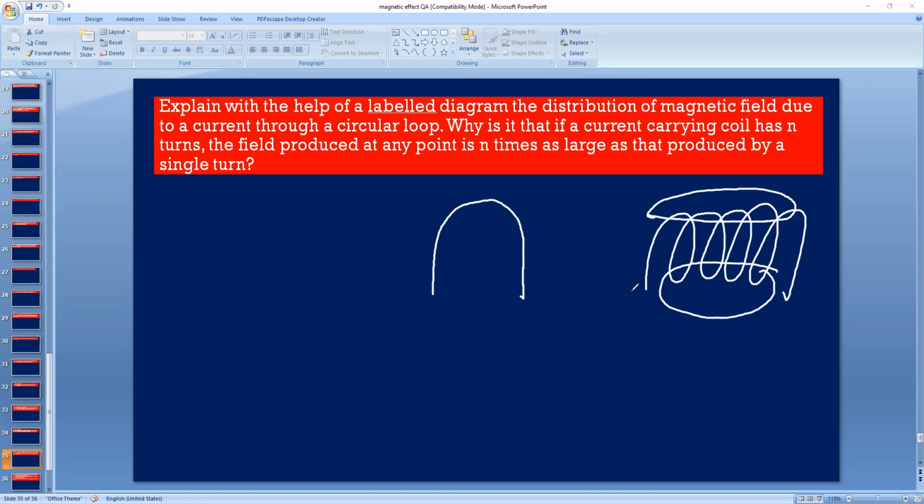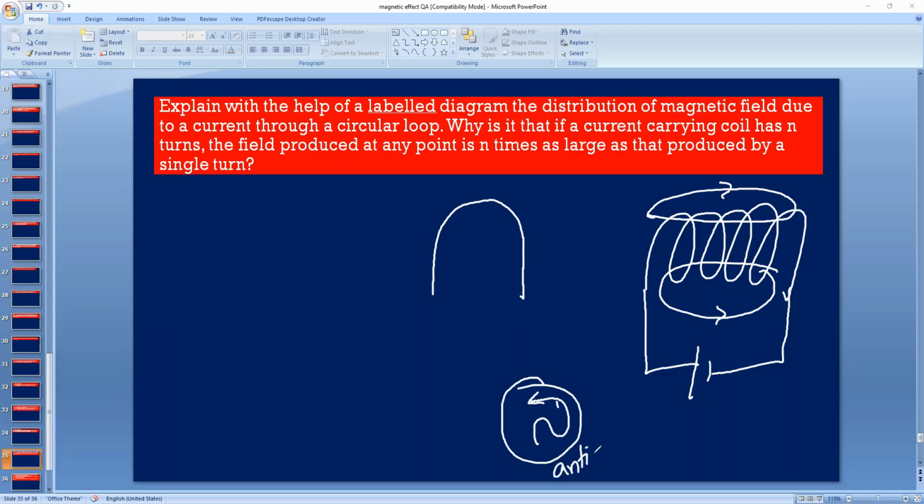The reason behind this: once the current direction changes, obviously, the magnetic field directions change. But in a solenoid, as per the clock rule, we are identifying the magnetic field lines. The clock rule says that if the current direction is anti-clockwise, that end is the north pole. If the current direction is clockwise, that end is the south pole. Assume that current is flowing in this way, this is the clockwise direction. So this end is the south pole, and the opposite end is the north pole.